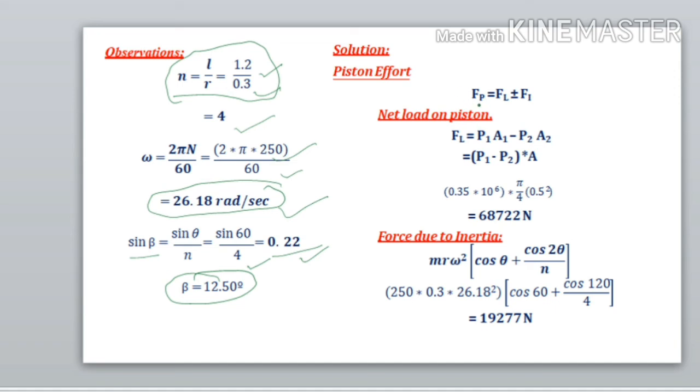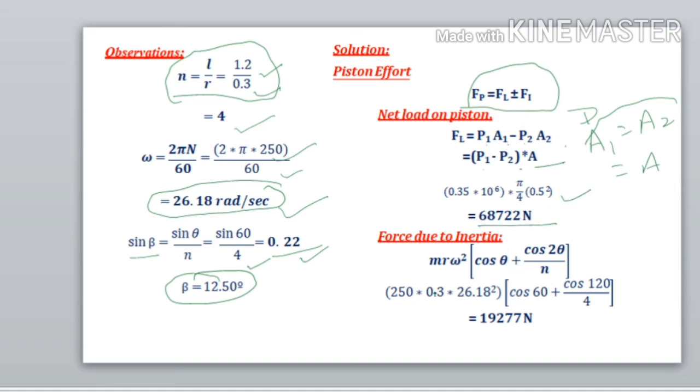Now we know that the piston effort Fp equal to FL plus minus FI. FL is P1 A1 minus P2 A2. Since the area will be same here because we have only one diameter, A1 will be equal to A2 and that is equal to A. So P1 minus P2 multiplied by A. Area will be pi by 4 into 0.5 square. So finally we will get FL here.